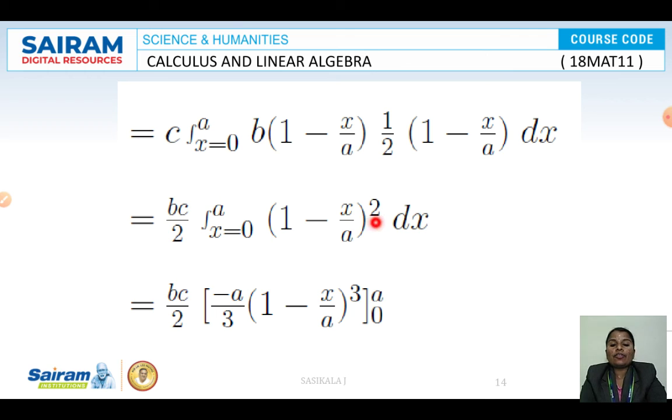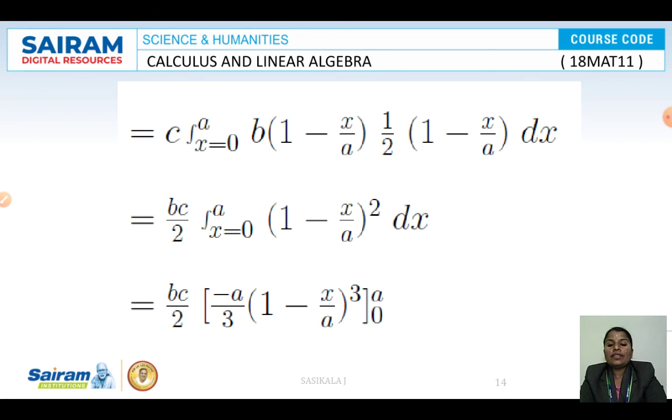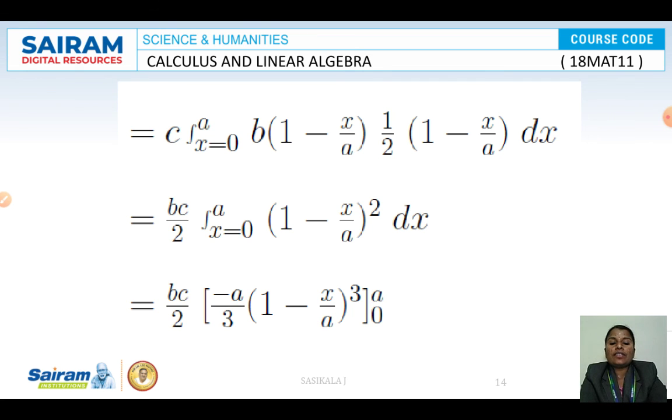When you integrate with respect to x, we get 1 minus x by a the whole cube by 3, and then minus a, so minus a by 3, with the limit of 0 to a. Substitute your limit. It is nothing but minus of abc by 6 of, the upper limit will be 0 minus 1. So V is equal to abc by 6. The required volume V is abc by 6 cubic units.